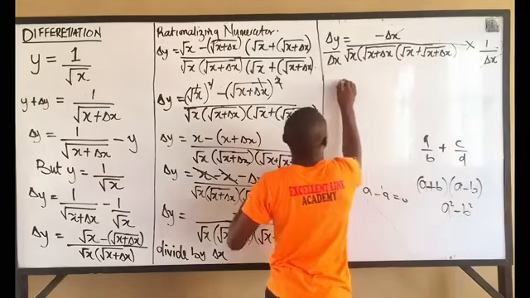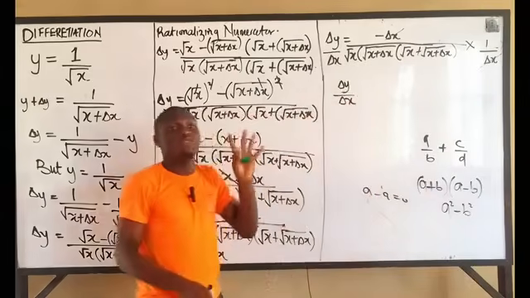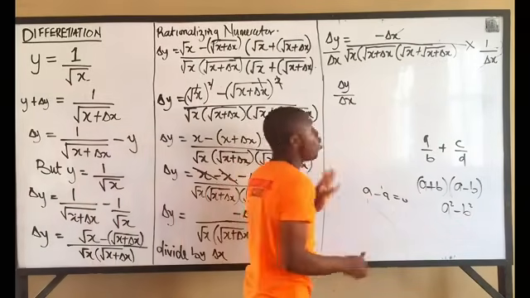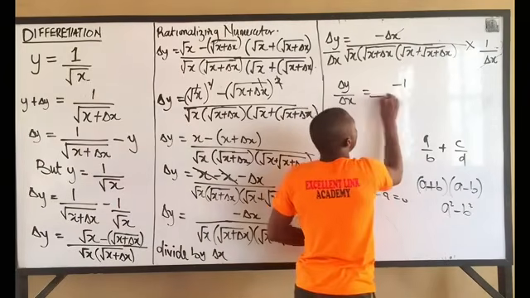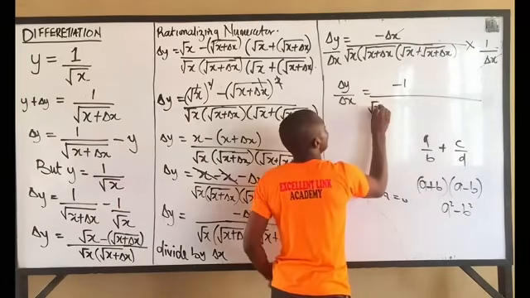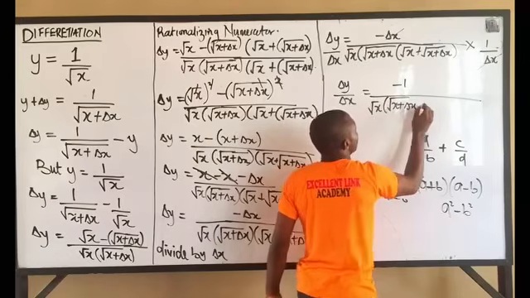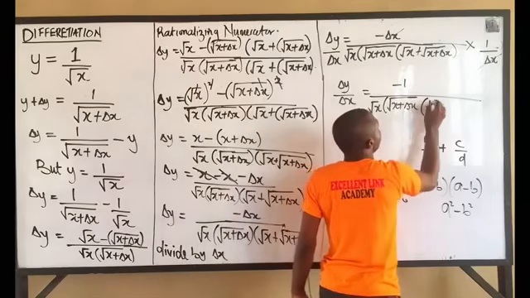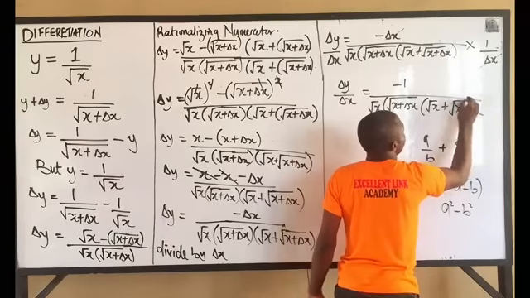So change in y over change in x, which is the same thing as the y over the x, true? It is now equal to minus 1, all over root x into root x plus change in x, into root x plus change in x.